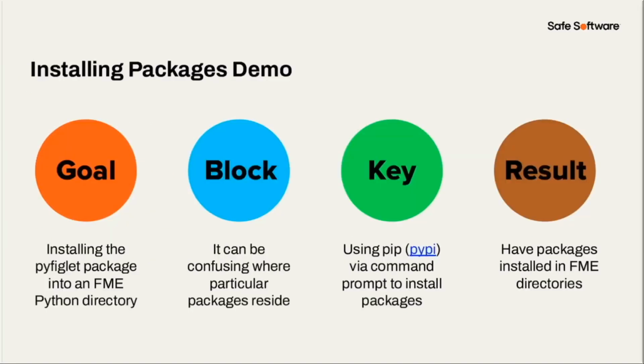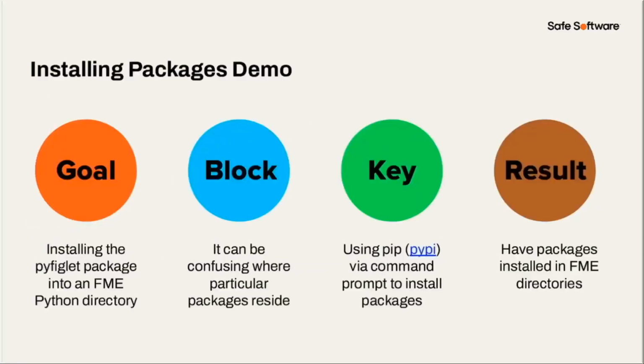So the goal here, before getting into this, is that we're going to use PyFiglet, which is a small package that takes ASCII text and renders it in ASCII art fonts, just to give an idea of what you can do with third-party packages. It can be a little bit confusing where packages reside, but you don't have to worry if you're using 2020.1 and above. It does that automatically. We're going to use pip here instead of downloading a package and putting it into the interpreter folder. Pip is a package manager that we ship with FME, but it's a little bit different than the official pip package manager that you usually use. And then we'll have packages installed in the directories.